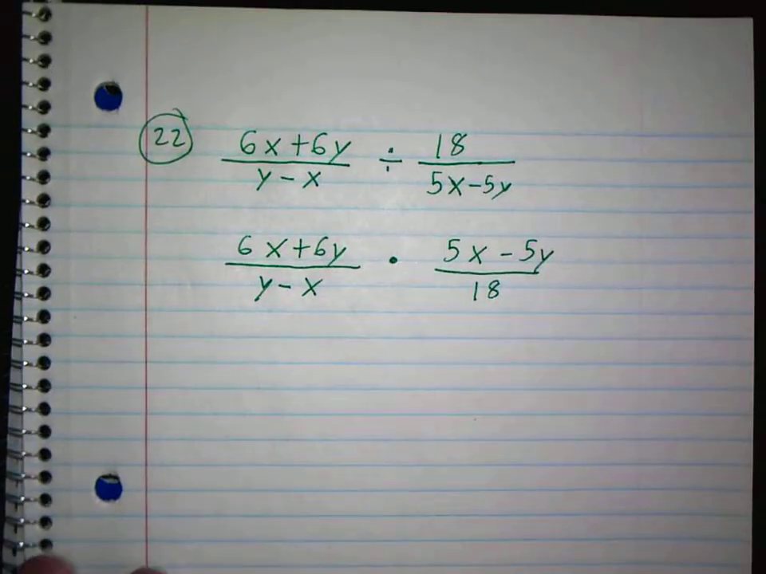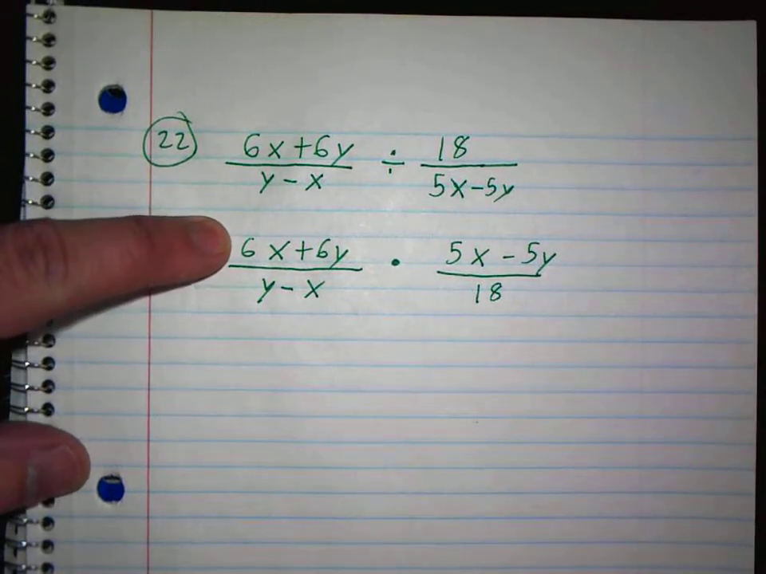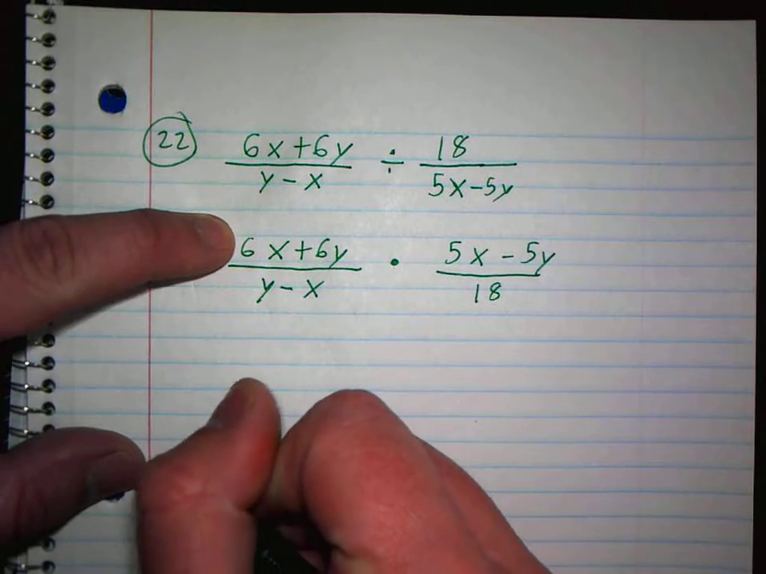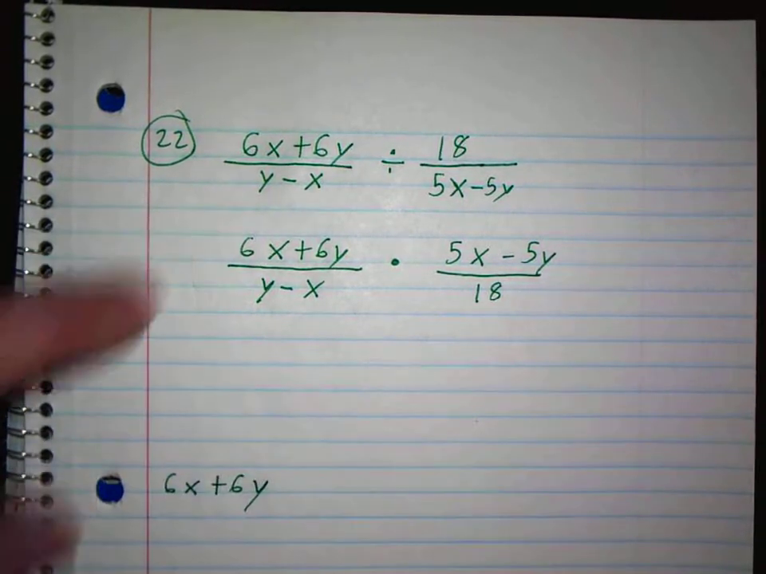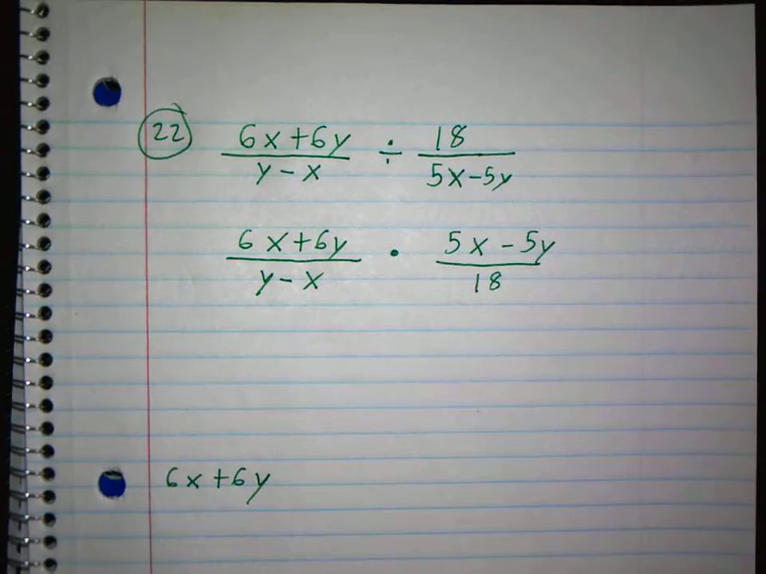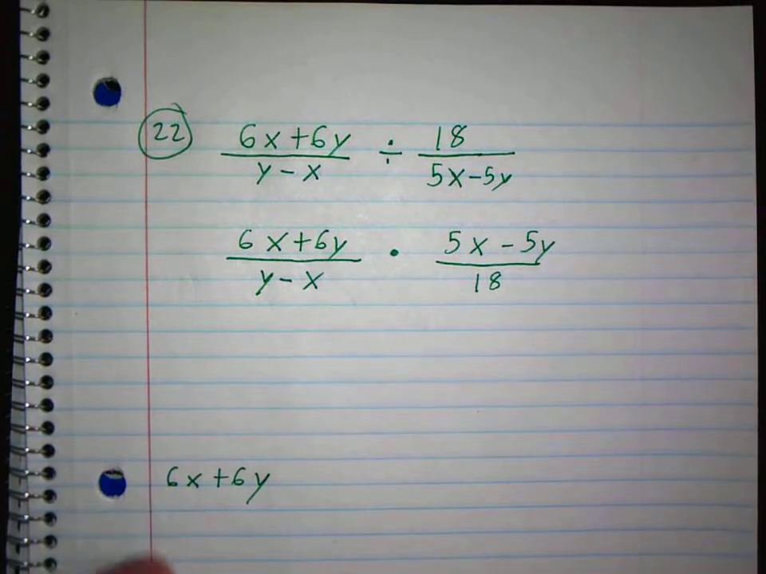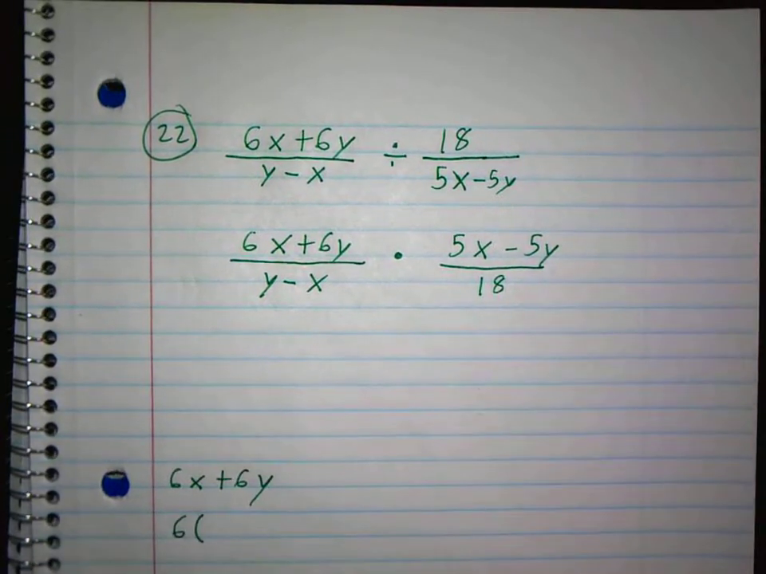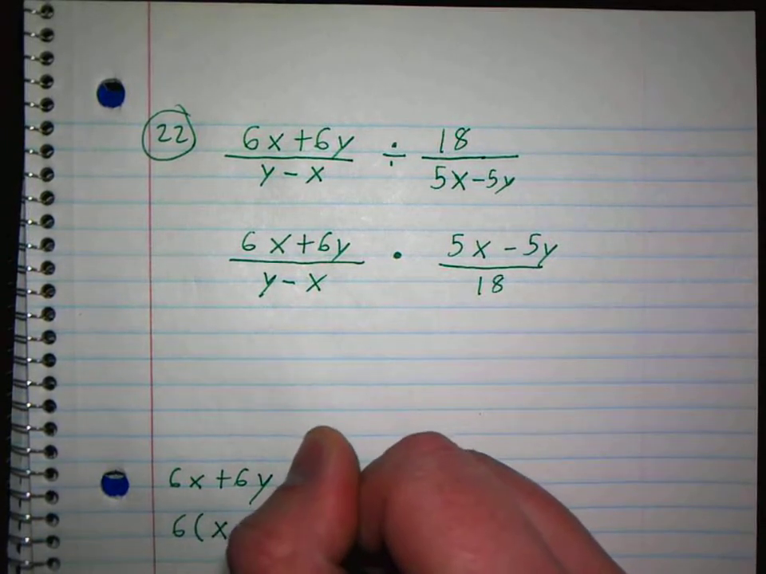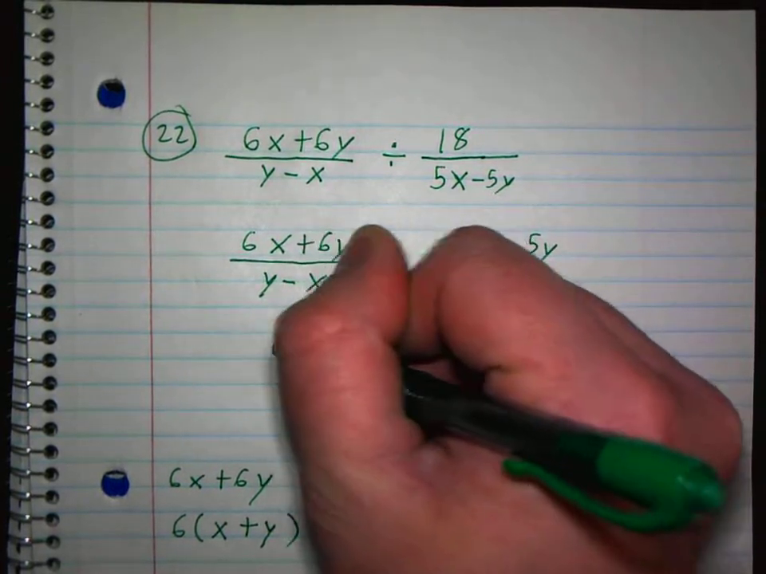Okay. Now we're going to start factoring. So let's start with 6x plus 6y. What's the GCF? Well, a factor is 3, but there's a greater factor. 6. What does that leave? X plus y. So I get 6 times x plus y.